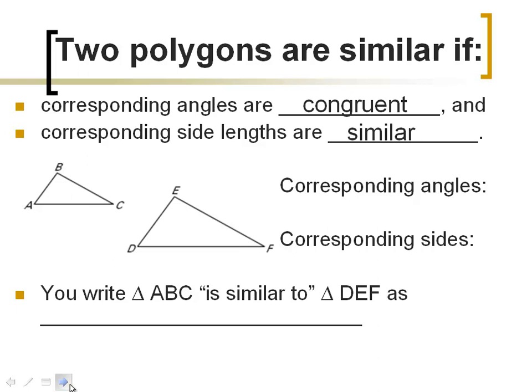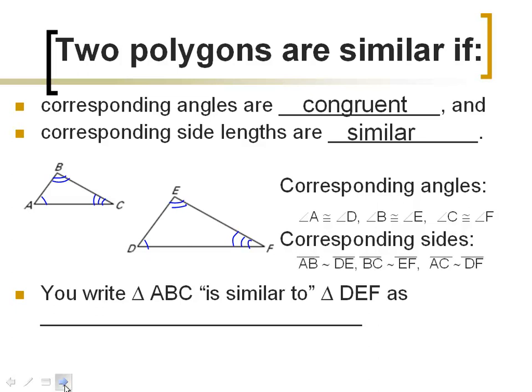So looking here, we want to fill in our corresponding angles, and you can see A and D would correspond. Angle B and angle E would correspond, and angle C and angle F would correspond. Corresponding sides, side AB and side DE, side BC and side EF, and then segment AC and segment DF. Now notice I didn't put my markings on there because they're not all equal.